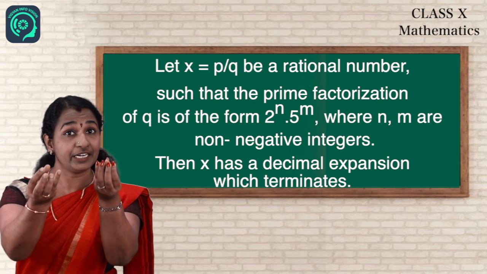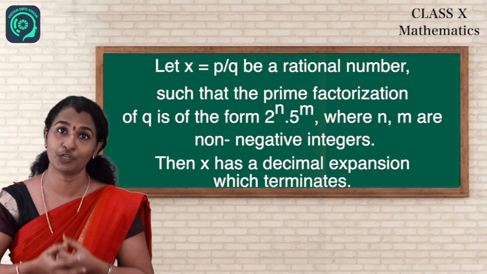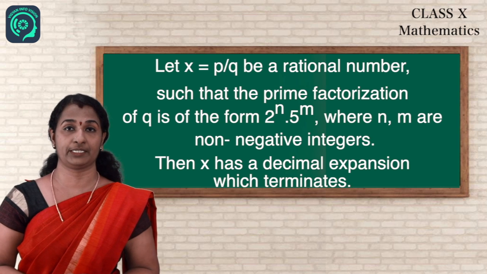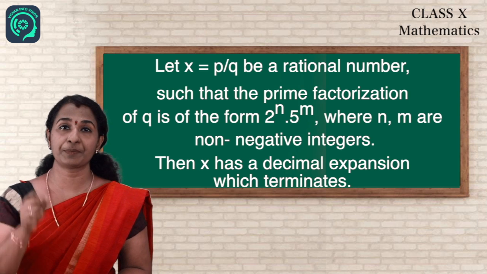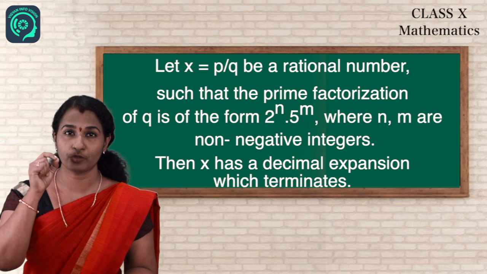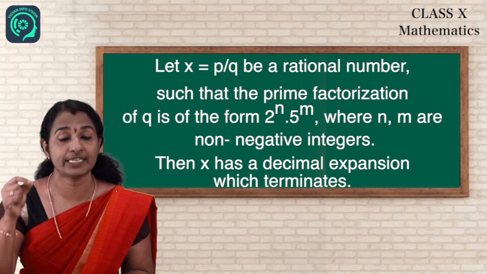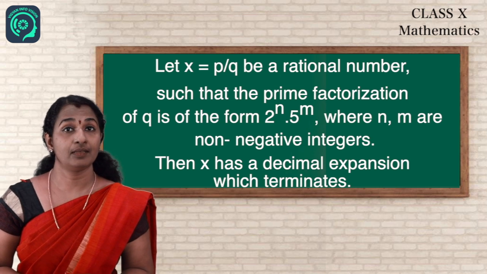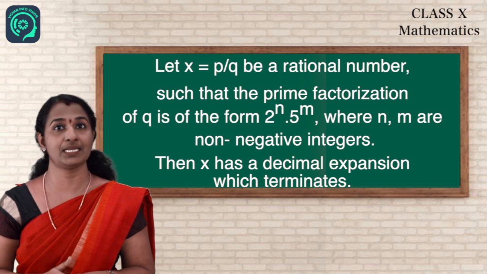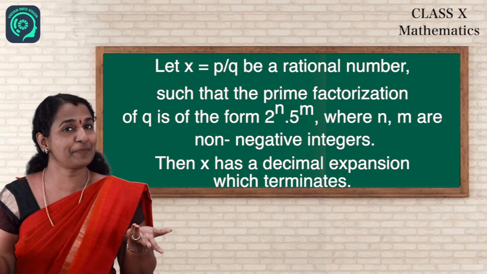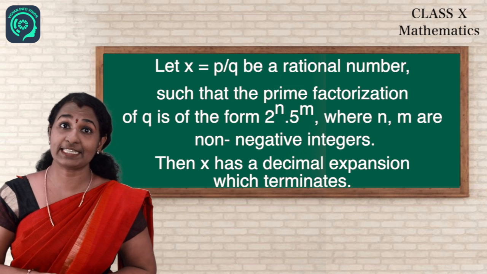And you take the denominator. What is the denominator? q. In p by q, q is the denominator. If you are able to express this q in terms of 2 raised to n into 5 raised to m, then the decimal expansion will be terminating. Otherwise, non-terminating recurring. Shall we see an example?